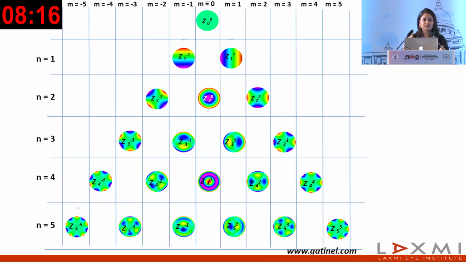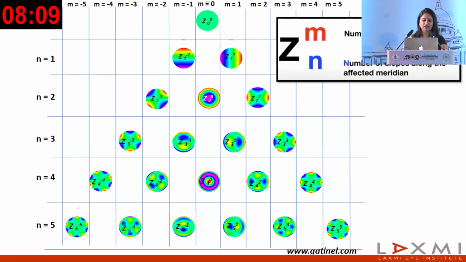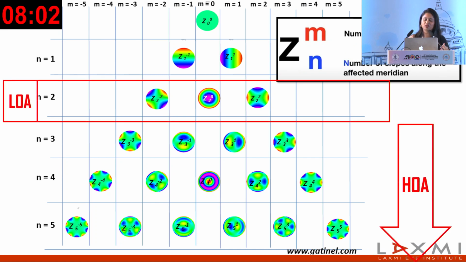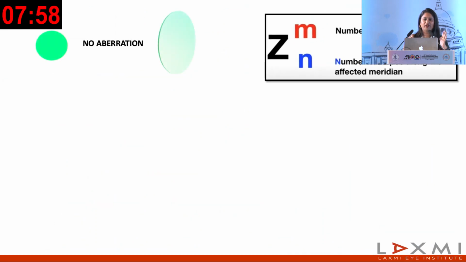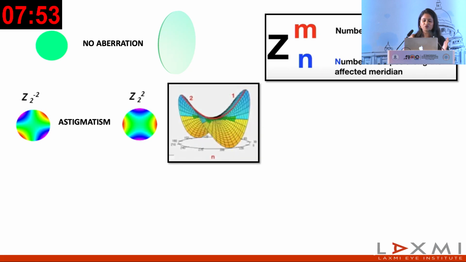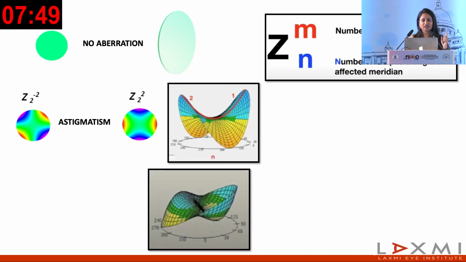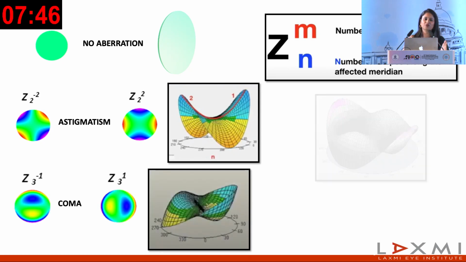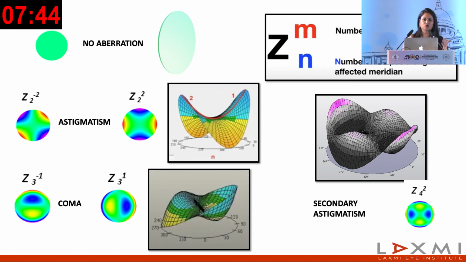How it actually works is very interesting and I would like to show you how. So we know this is the Zernike pyramid. This is just for us to understand why the Z has those 2 numbers. The M denotes the number of the affected meridian and the letter N denotes the number of slopes along the meridian. Now a wavefront is flat. If it is flat, there are no aberrations. If the wavefront is affected in 2 meridians and with 2 slopes, it is called astigmatism. If it is affected in 1 meridian but has 3 slopes, it is called a coma, and this goes on so forth.